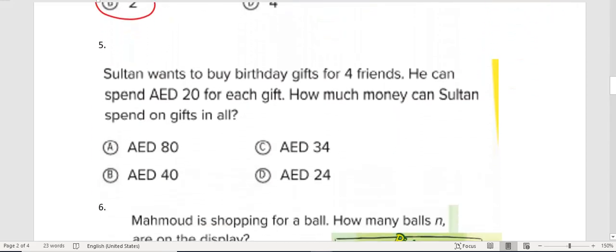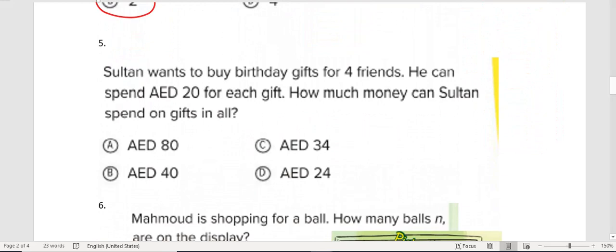Next, question number 5. Sultan wants to buy a birthday gift for 4 friends. He can spend 20 AED for each gift.